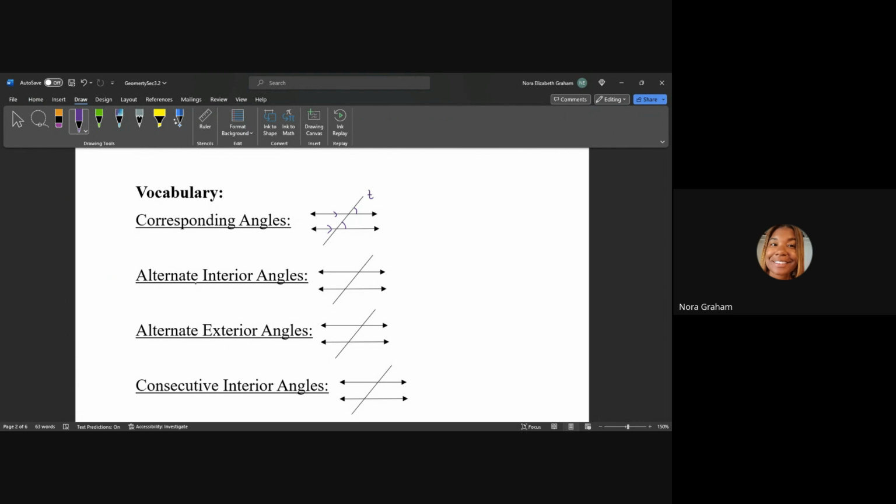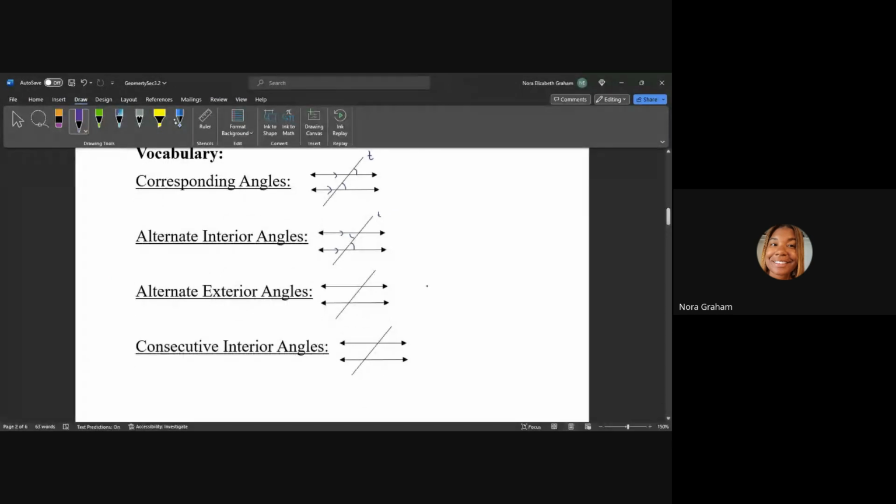For our alternate interior angles, again, we have our transversal, and these are both parallel lines. Let's indicate that. And our alternate interior angles are going to be inside of our two parallel lines, but on opposite sides of my transversal. Those are alternate interior angles.